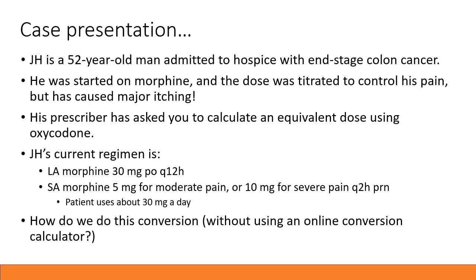At present, JH is getting long-acting oral morphine, 30 milligrams Q12, and he has a short-acting morphine, either 5 milligrams for moderate pain or 10 milligrams for severe pain every 2 hours as needed. On average, he's using about 30 milligrams a day. How do we do this conversion without using an online conversion calculator?